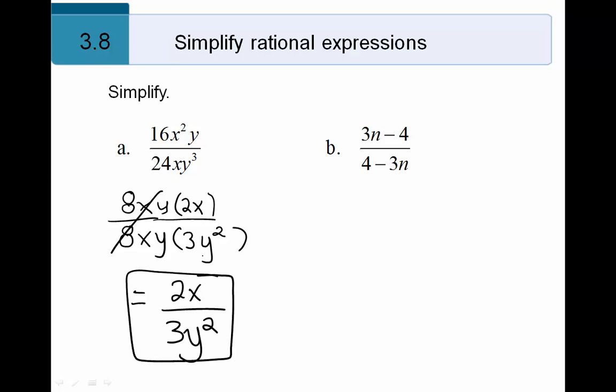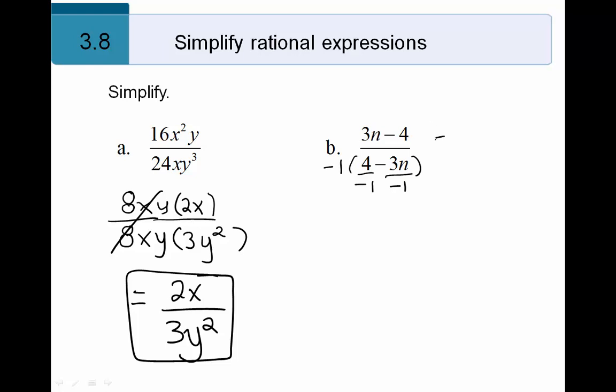Now look at the next one. I have 3n minus 4 divided by 4 minus 3n. Now once again, all I need to do here is factor out a negative 1. If I divide this by negative 1 and this by negative 1, so I've just factored out a negative 1, right?